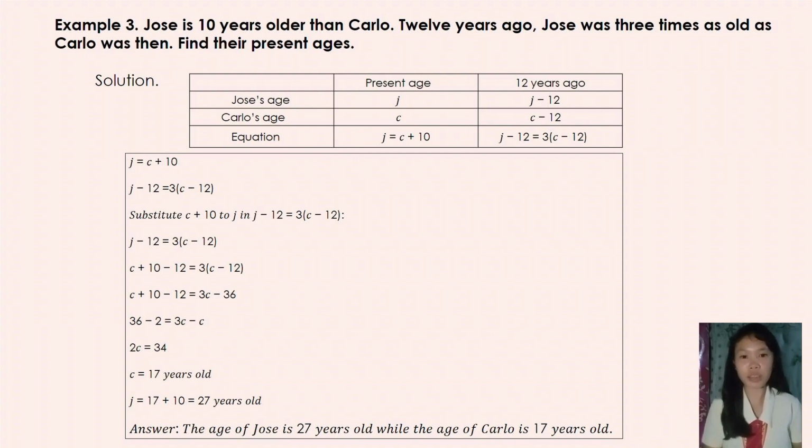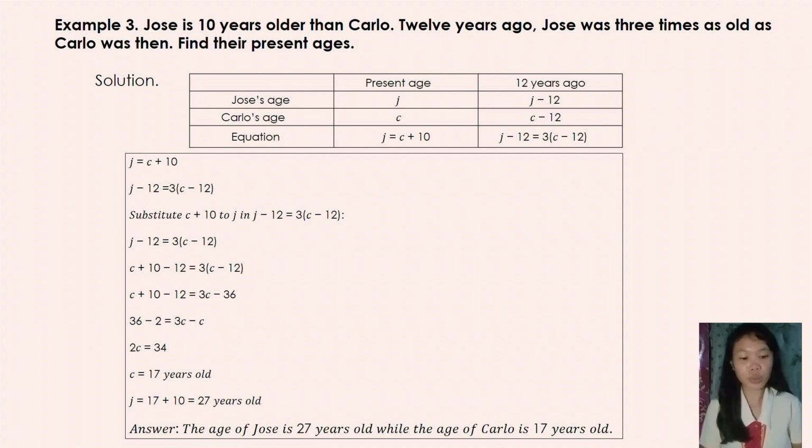So we will divide both sides by 2 to eliminate number 2. So it will be 2C divided by 2 is equals to 34 divided by 2 will be C is equals to 17 years old. Therefore, Carlos' present age is 17 years old. And now that we know Carlos' present age, we will substitute it in order to know Jose's present age. So J is equals to 17 plus 10 is equals to 27 years old. Therefore, Jose's age is 27 years old.